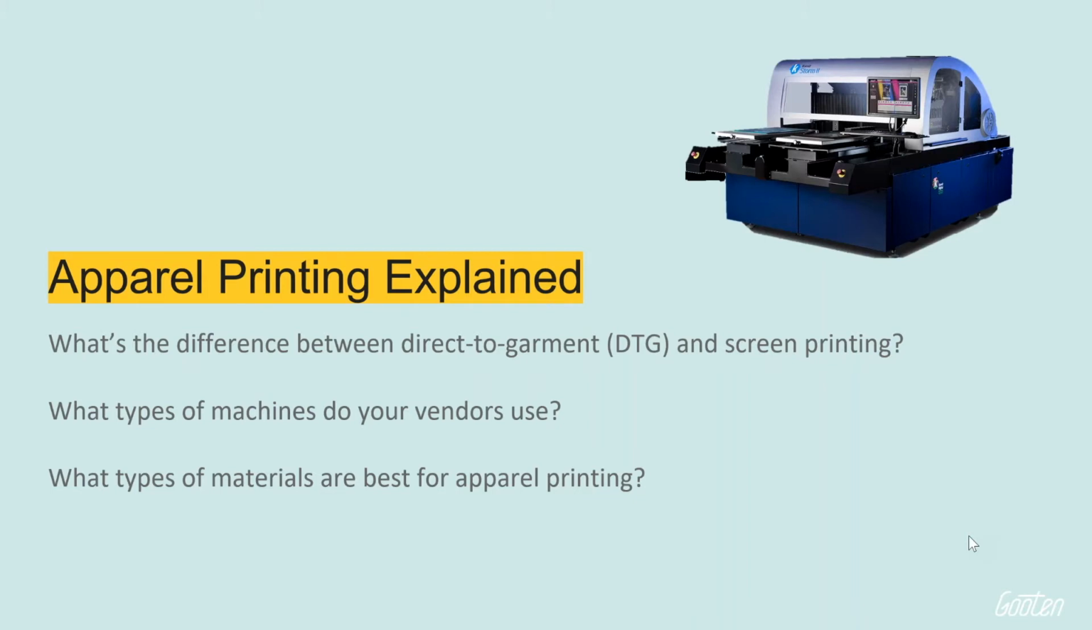Sure. So there are several main brands of printers out there, the biggest ones being Brother and Kornit. What our vendors in our vendor network use are Kornit printing machines such as Storm, Avalanche. They are really on the cutting edge of the DTG apparel world, and their vendors are always upgrading their machinery.